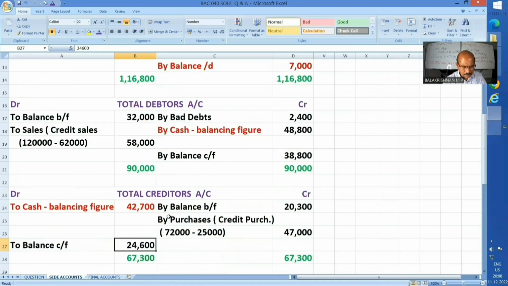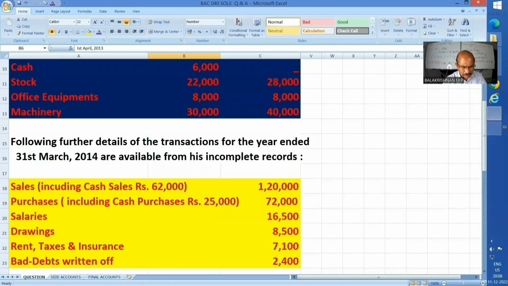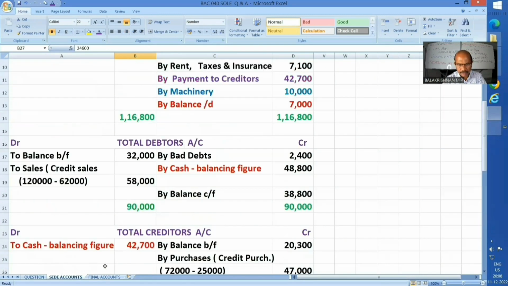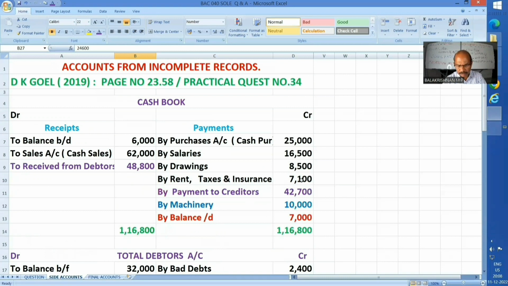Now other information, whatever is available pertaining to cash, let us take it. Salaries, drawings, rent, taxes and insurance. These three figures, 16,500, 8,500, and 7,100, I am showing here in the cash book. 16,500, 8,500, 7,100. Okay. Right. Now, so this is clear to you, all this up to here, it is clear.